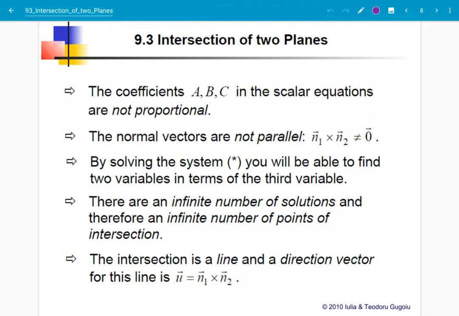So A, B, and C, the normals are not proportional. Okay, so normal 1 is not a proportion of normal 2. By solving the system, you'll be able to find two of the variables in terms of the third. There's an infinite number of solutions. And here's a key thing. The cross product of the two normals gives you the direction vector of the line of intersection.